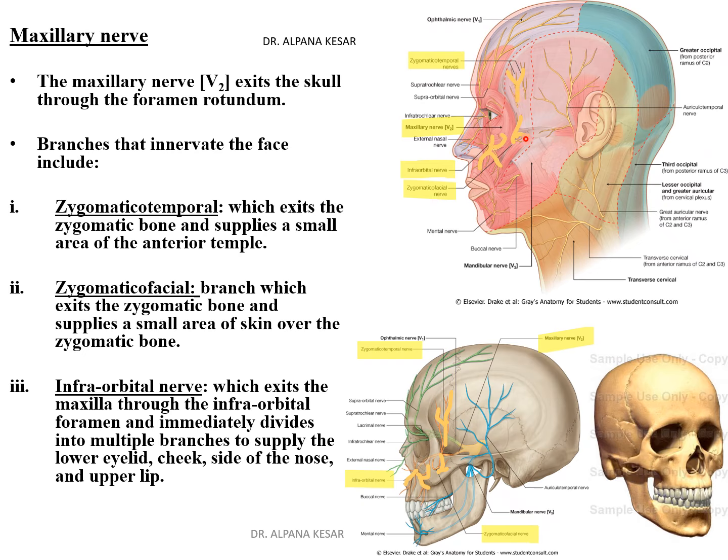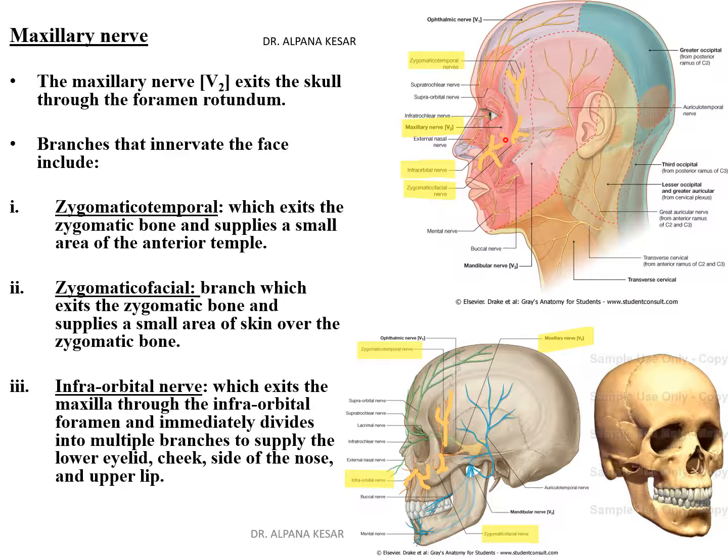Zygomaticofacial passes through the zygomaticofacial foramen to appear on the face and supplies the skin of the face over the zygomatic bone. Infraorbital nerve passes through infraorbital foramen to come out on the face. On the face, the infraorbital nerve divides into three nerves, and they are the nasal, the labial, and the palpebral branches.